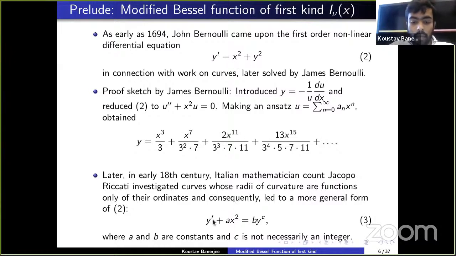So this form is y prime plus a x squared equals b y to the c. If I take a equal to minus 1, b equal to 1 and c equal to 2, then we lead to the differential equation above. Here a and b are constants and c is not necessarily an integer.